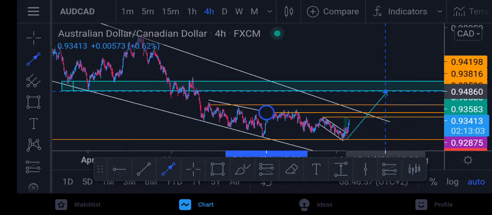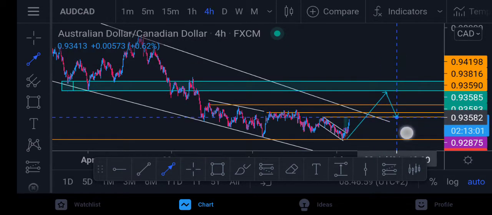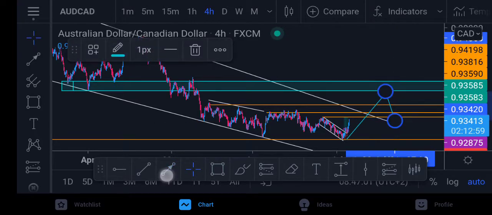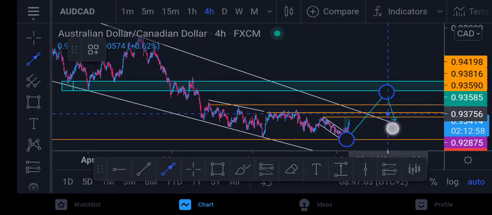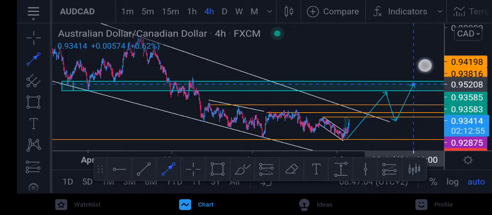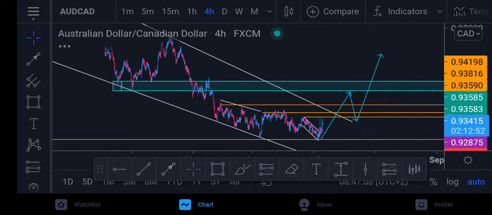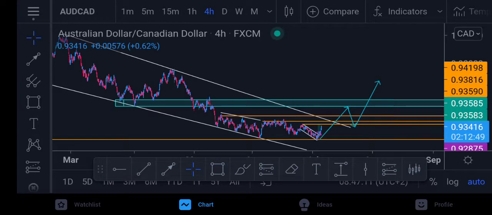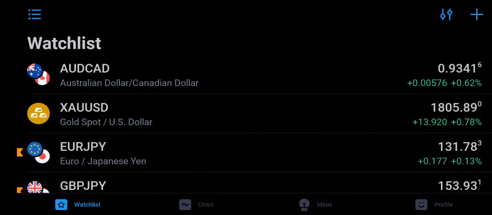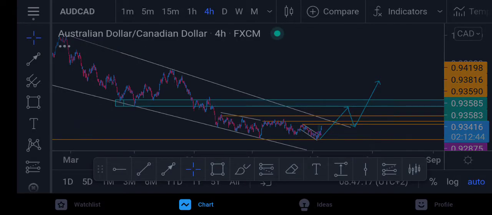I would be expecting to see the price moving to the downside for a retest before we head to the upper side again. Right, this is what I am expecting to see happening in the market. So that's why I said it was a long-term trade for me. So let's now jump straight to gold and what happened in gold.